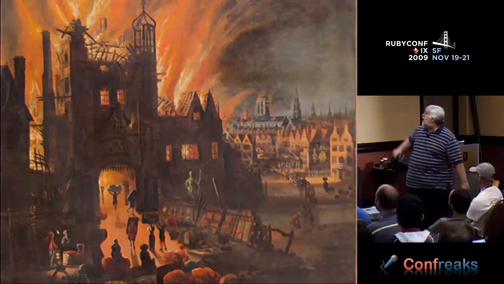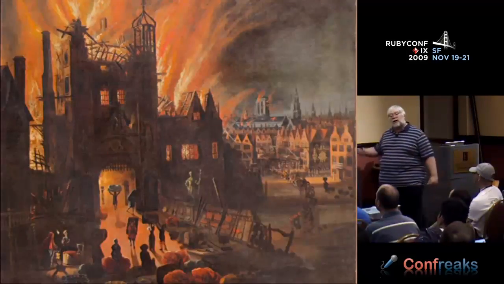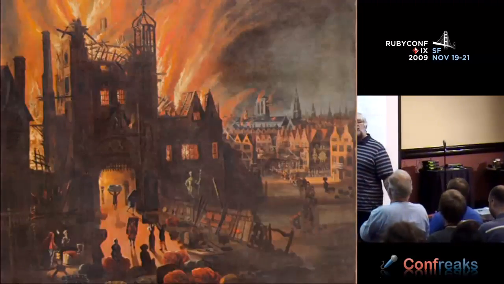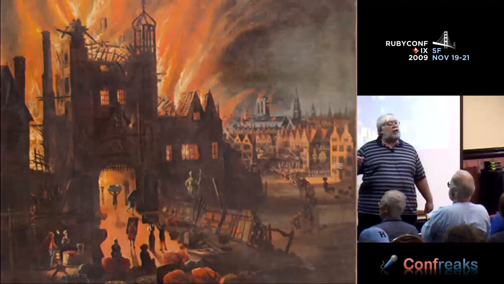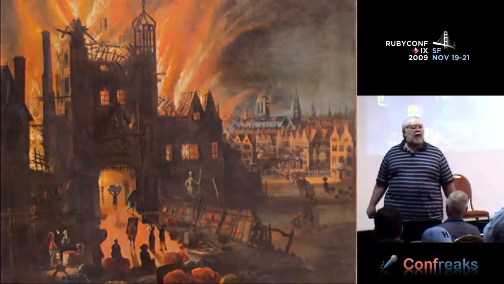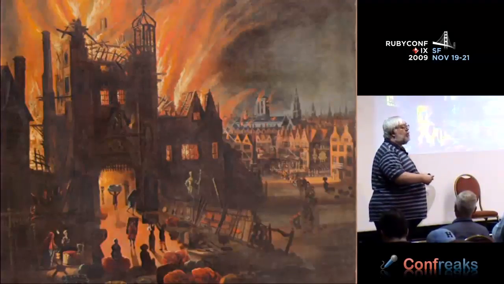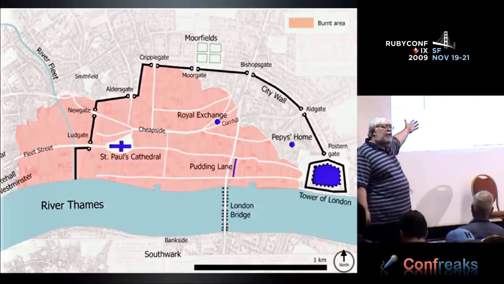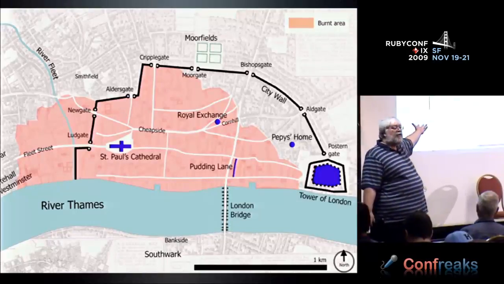Here are people escaping the fire, carrying their belongings. Another contributing factor to the fire was people were more concerned about escaping the fire than to put out the fire. Finally, some people got together. They started pulling down the buildings. They made a fire break, and they were able to get it under control, but not before it burned down a good part of London in that day.